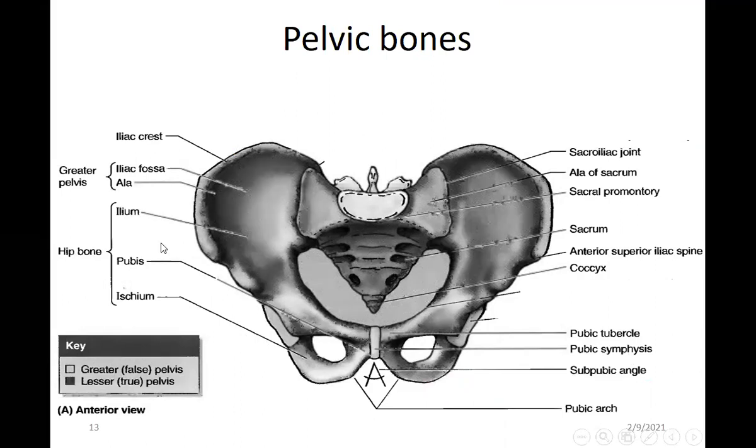So it is made up of the ilium, pubis, and the ischium. These are the three parts. This is the ilium, this is the pubis, and this is the ischium. When the two pubis come and join together in the center, this is called the pubic symphysis. See here, this is the pubic symphysis. This joint is called the pubic symphysis.